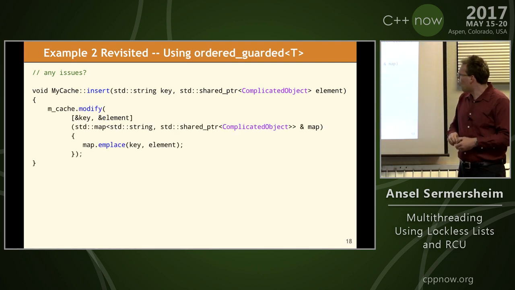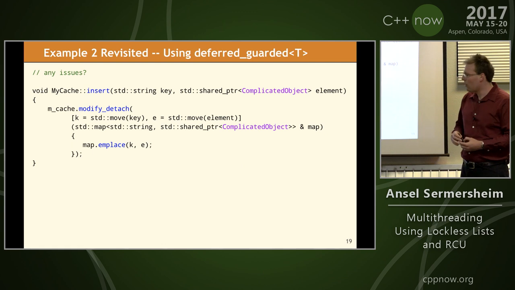If we were to use ordered guarded, then instead of doing a lock, because that doesn't exist in the ordered guarded class, we pass in a lambda that does the mutation we would like to do on the underlying data structure. And this will occur at the time at which we do it.